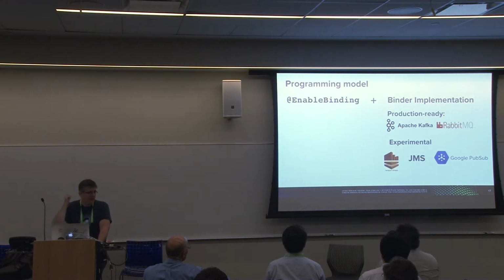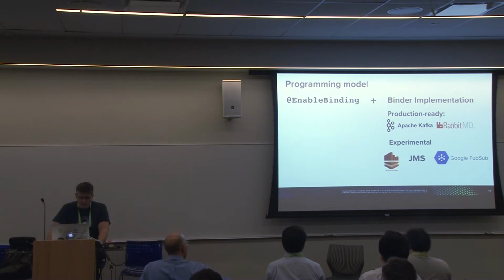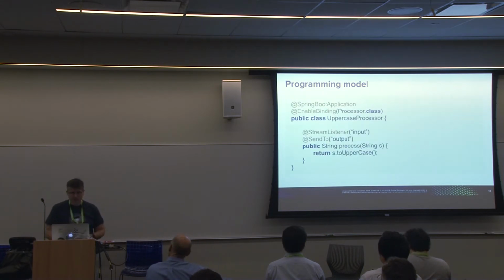You have the annotation, you add the binder implementation on the classpath. We have 2 production-ready implementations, which are Kafka and RabbitMQ. And we're currently experimenting with Amazon Kinesis, with JMS, and with Google PubSub as well. So there is a variety of things that you can try out for your deployment. The idea being that your application model remains pretty much the same, right?